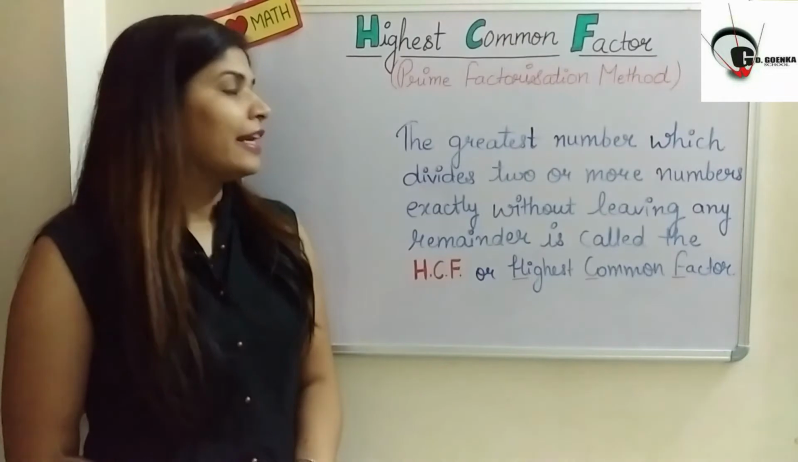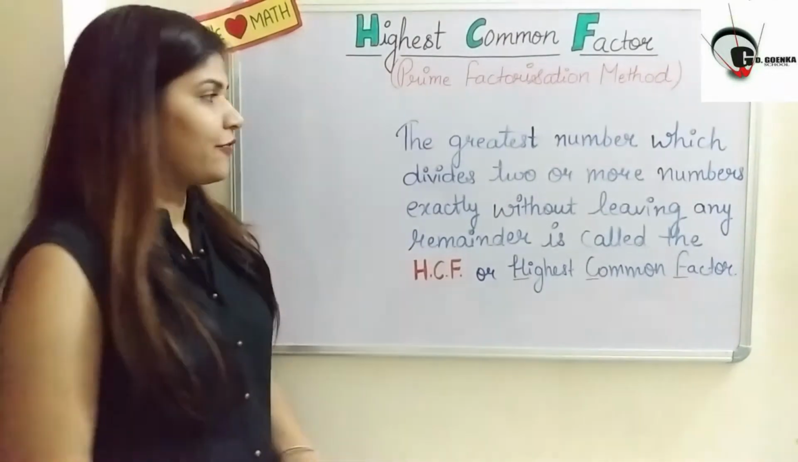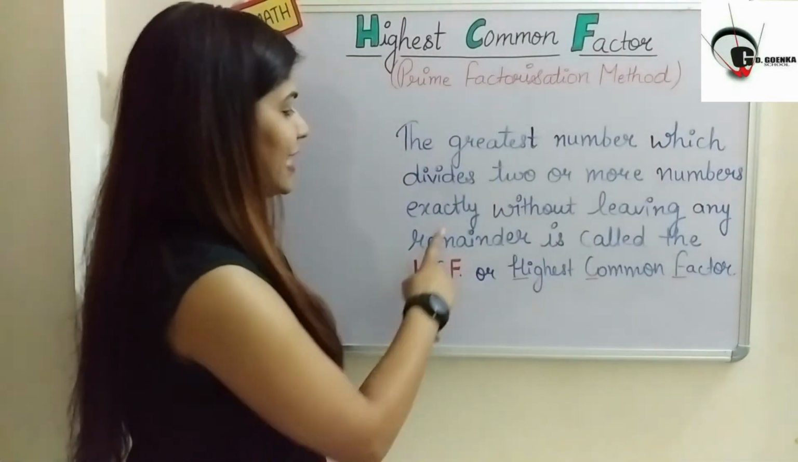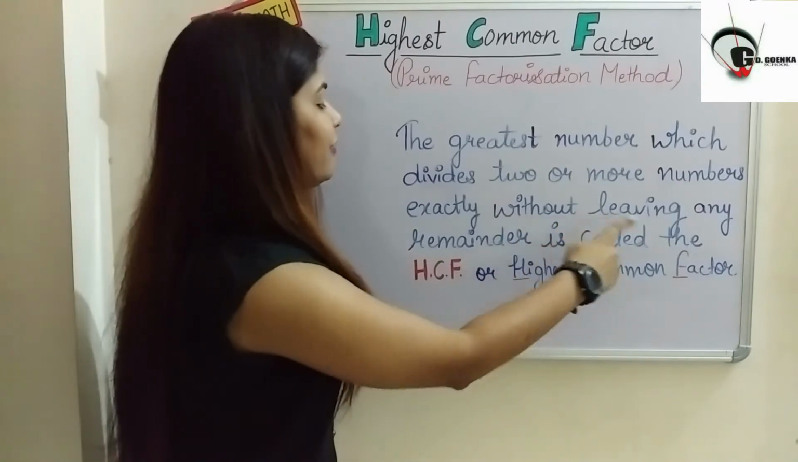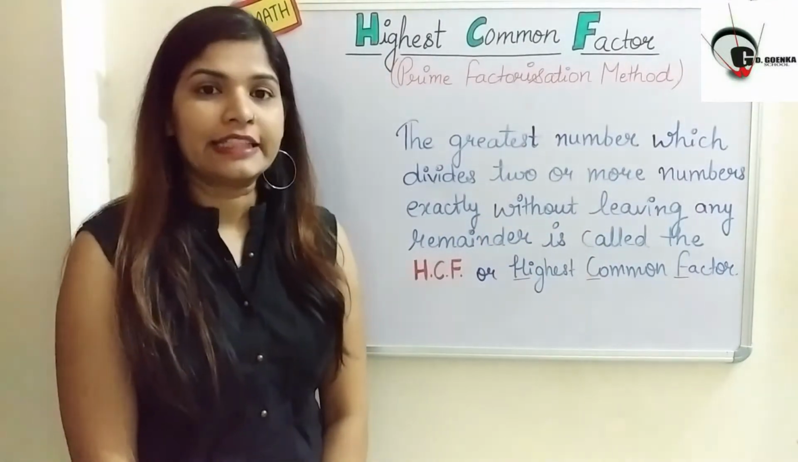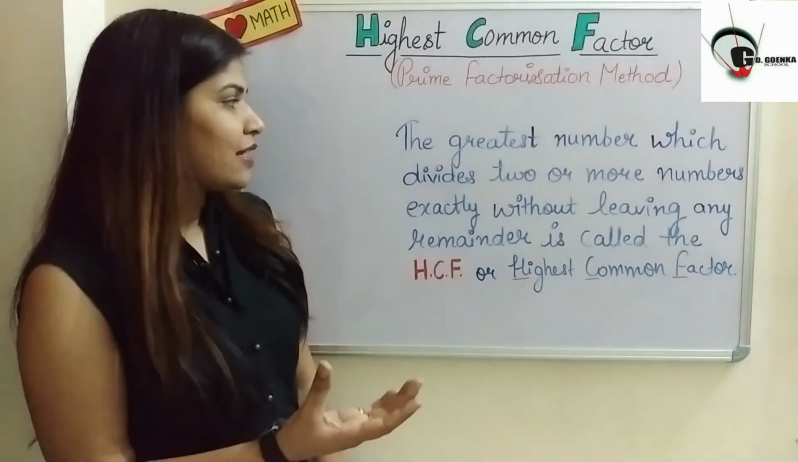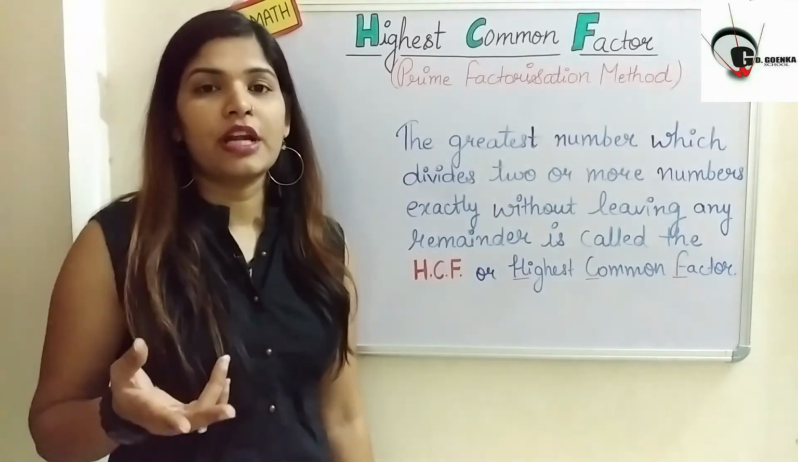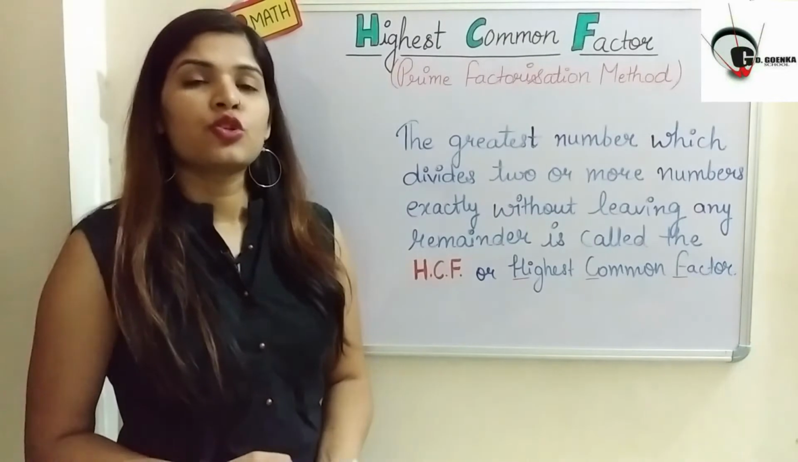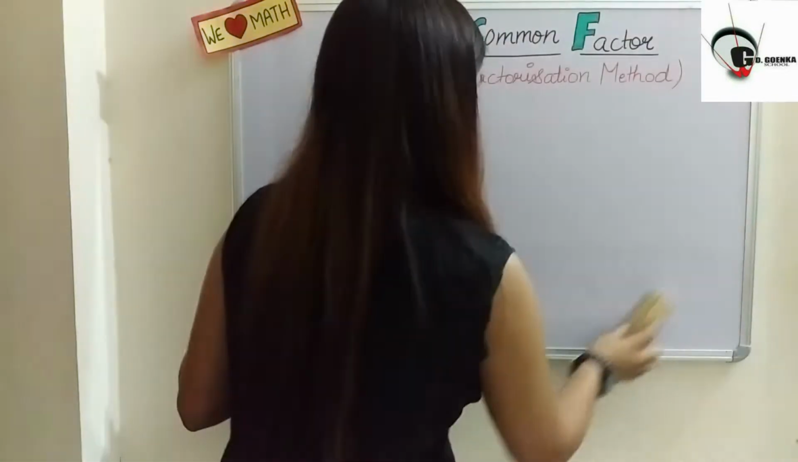So children, let us see what is the highest common factor, that is HCF. The greatest number which divides two or more numbers exactly without leaving any remainder is called the HCF, or the highest common factor. That means the greatest number which divides two or more numbers exactly without leaving the remainder. Let us see through an example, then it will be more clear to you.